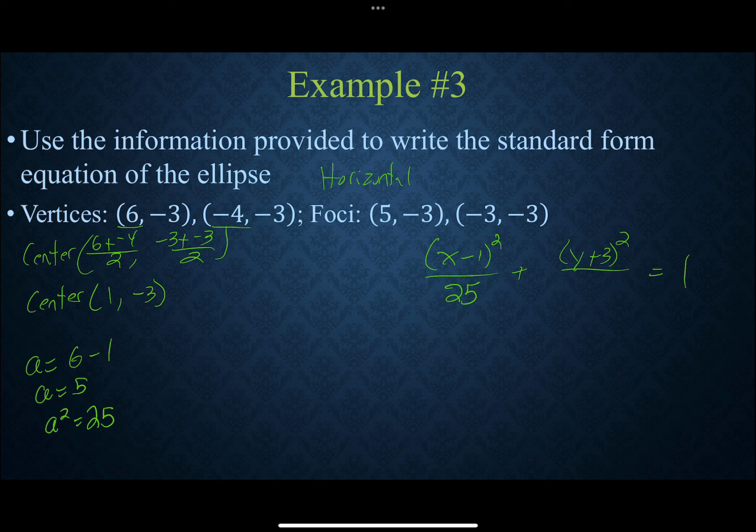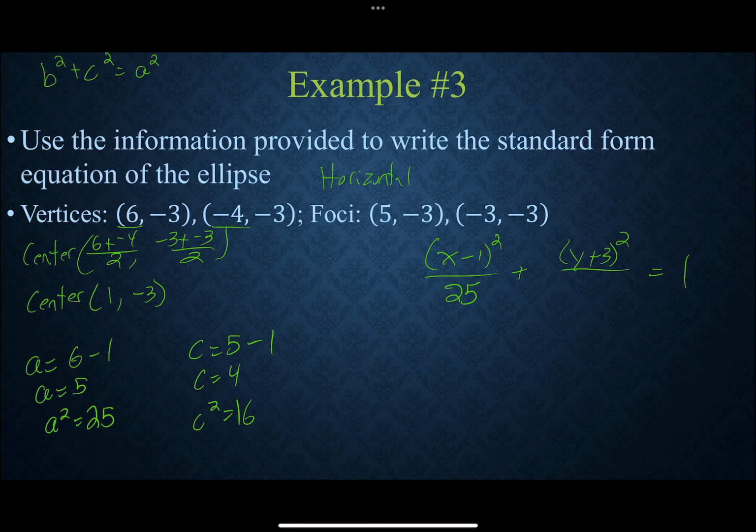C is from the foci, so how far the foci changed from the center, so c would be 5 minus 1, which is 4, so c squared is 16. And again, that's not part of the equation there, but we do use it to solve for b, because if you remember from one of the beginning slides, b squared plus c squared equals a squared.